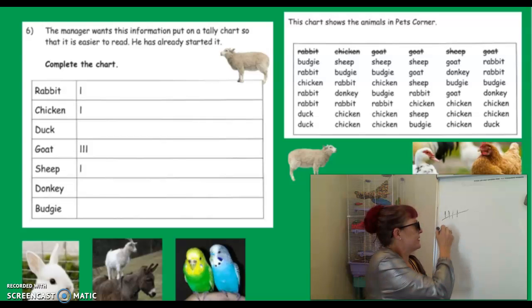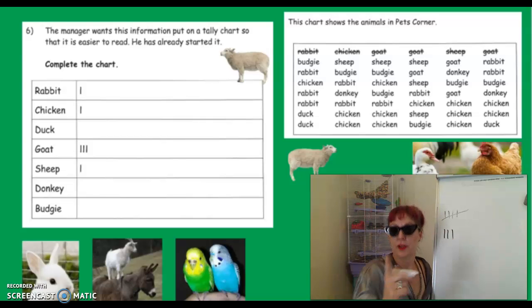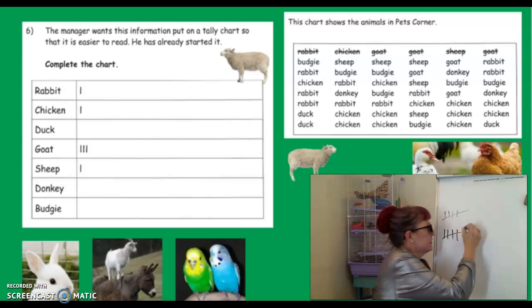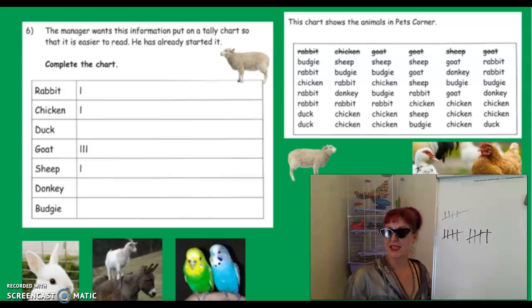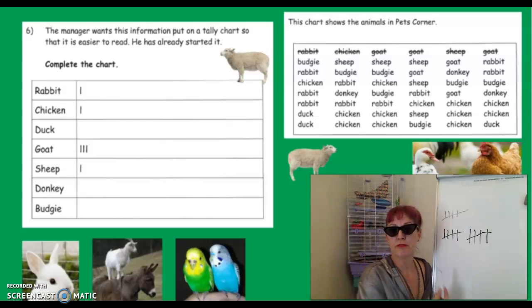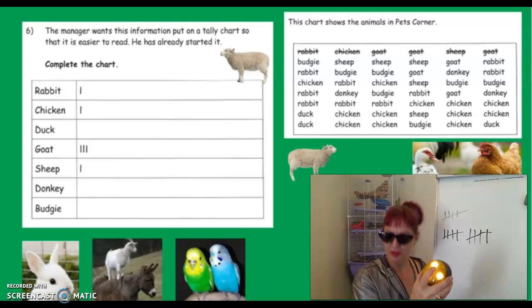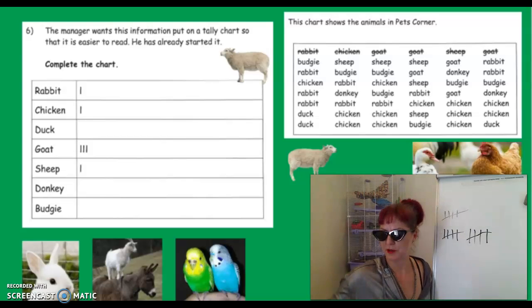How many is this? 3. How many is that? 5. They usually talk about counting cars, red car, yellow car. What I want you to do is complete the tally. Pause the video and have a go.